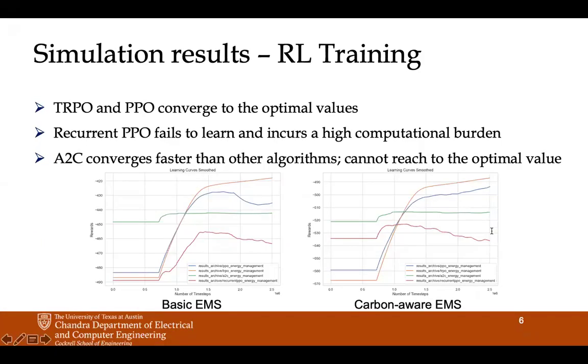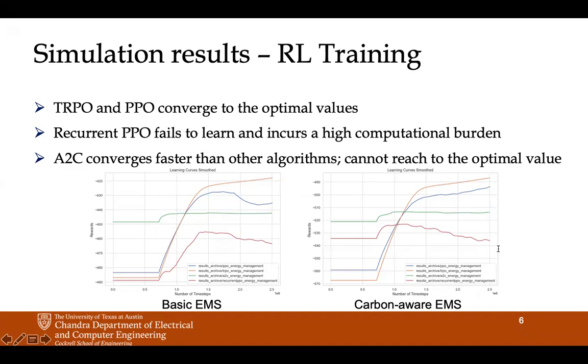We utilize four RL algorithms such as TRPO, PPO, recurrent PPO, and A2C. We choose these algorithms because they can train the multi-discrete action spaces. We built two types of EMS. Basic EMS only considers energy cost, while carbon-aware EMS considers energy and carbon cost. Thus, carbon-aware EMS always has a higher cost than basic EMS.